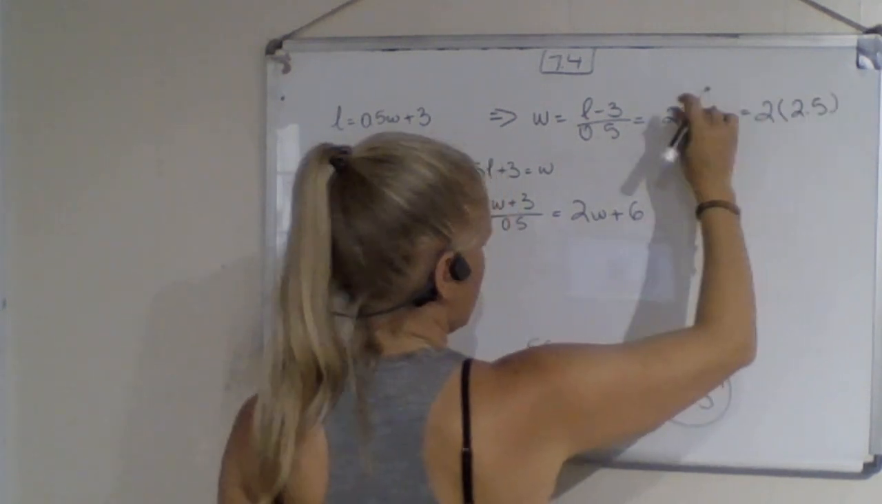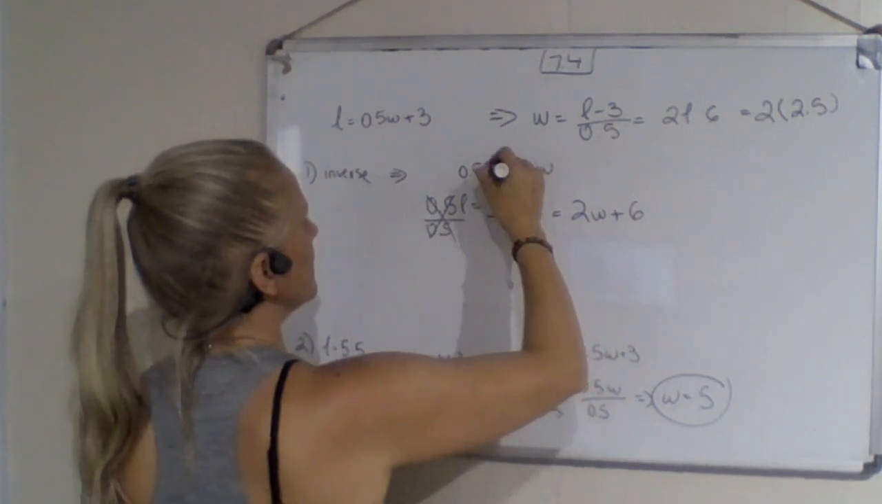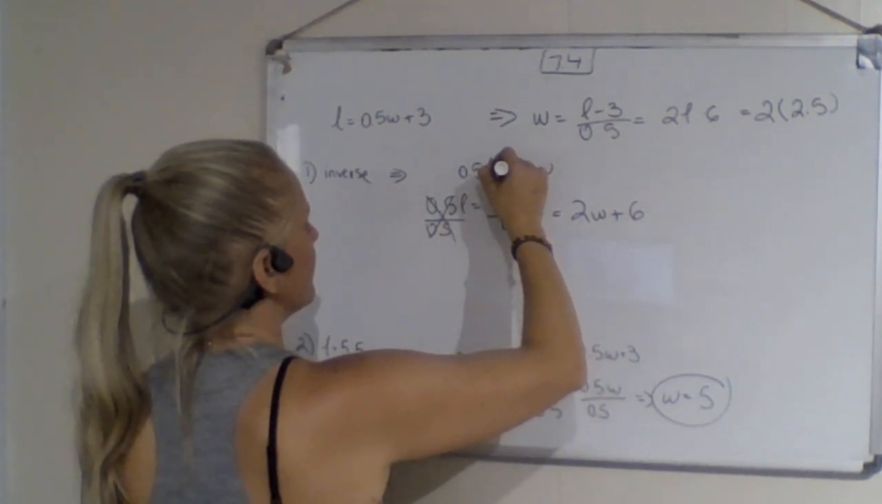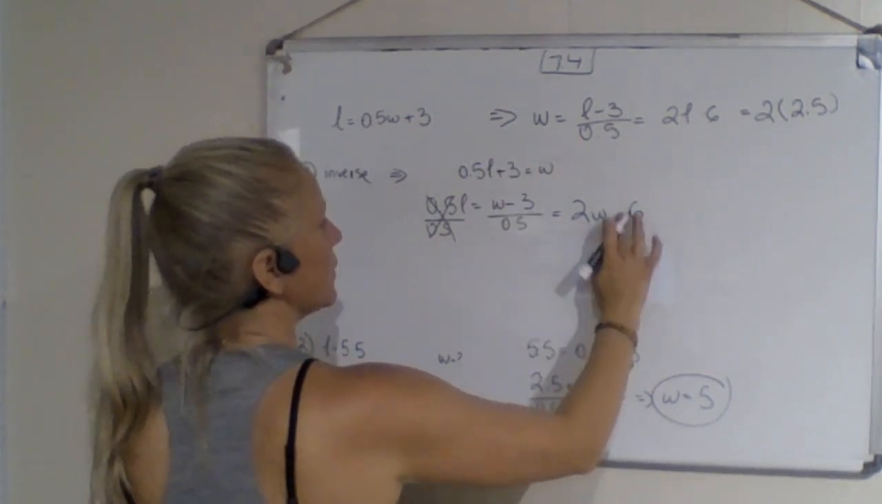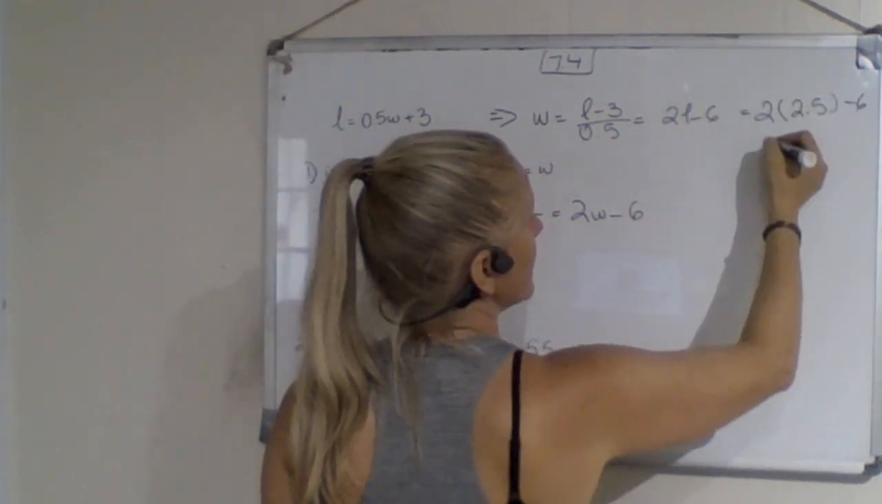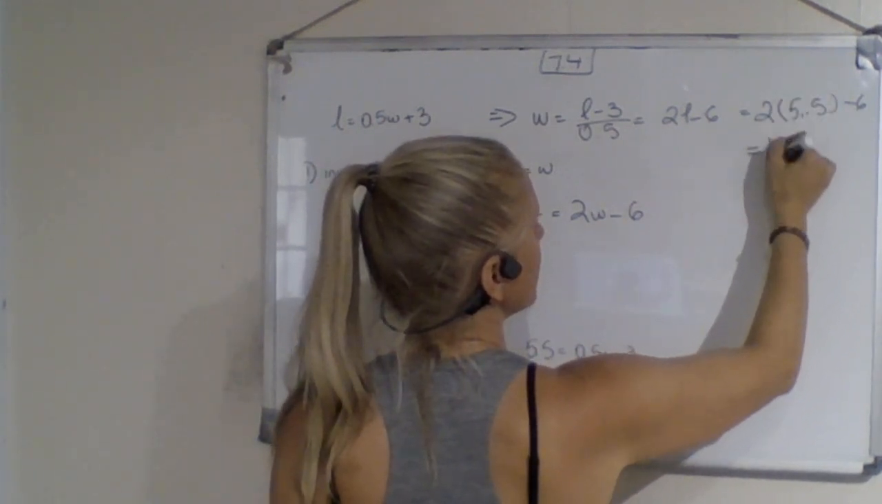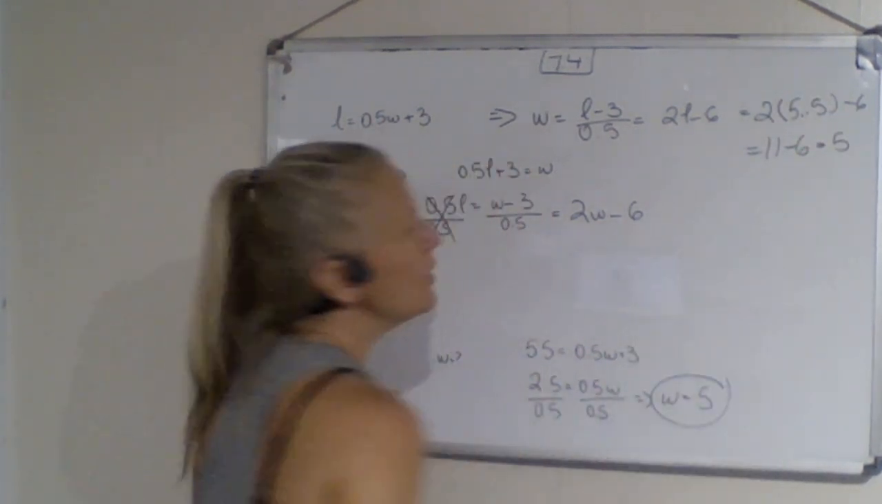2.5, and this is a minus 6, I'm sorry, not a plus 6. This is a minus right here, guys, sorry. Okay, this is a minus 6, and this is a 5.5, sorry. But this is 11 minus 6, which gives me 5. But it's not worth it.